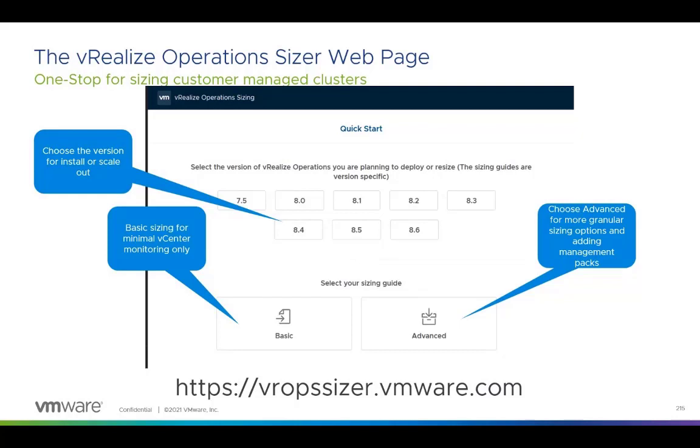VMware offers a vRealize Operations sizer web page. This is a publicly accessible web page. You can see the link at the bottom of the screen here. You simply go in, choose the version of vRealize Operations that you plan to install, and choose either basic or advanced options. Basic is good if the customer is only going to be monitoring their vCenter environment, but if they're going to add additional management packs and monitor other things like applications, hardware, and so forth, then you'll want to use the advanced option.